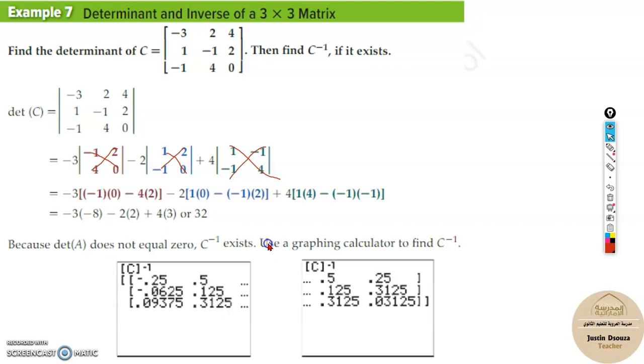inverse. Now, in your textbook, they have used a graphing calculator to solve. The reason is it just gets crazy to find the inverse, and you will spend maybe 20 minutes just to solve the inverse.